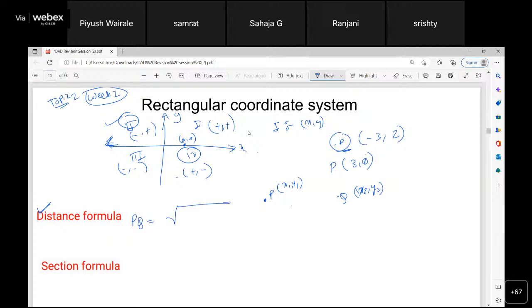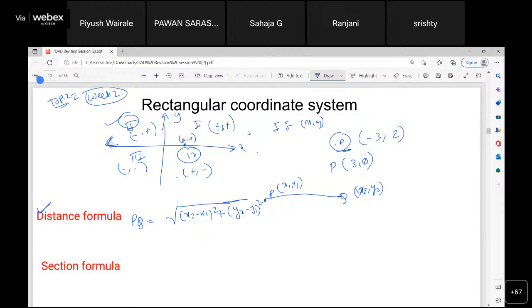Under root of x1 minus x2 whole square, or x2 minus x1 whole square, plus y1 minus y2 whole square, or y2 minus y1 whole square, right? So basically the difference in x coordinate square plus the difference in y coordinate square, right? So it will give me the distance between point P and Q, right?